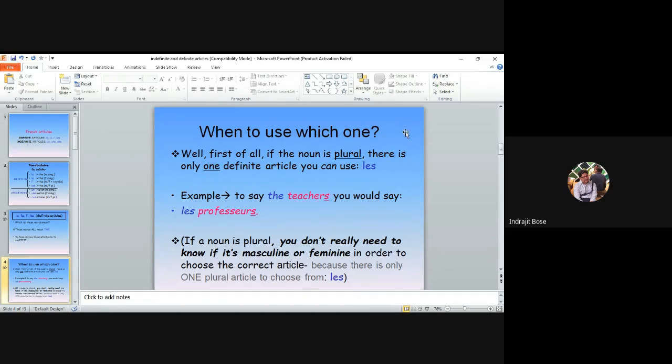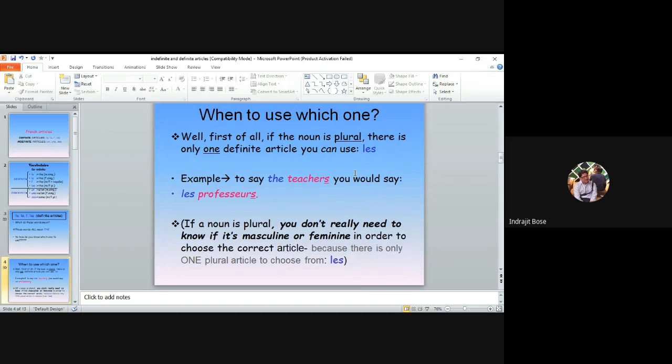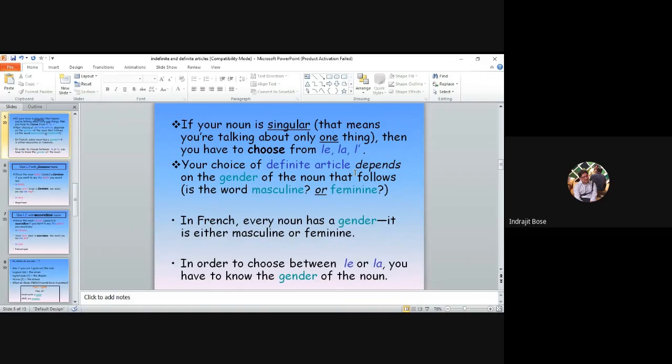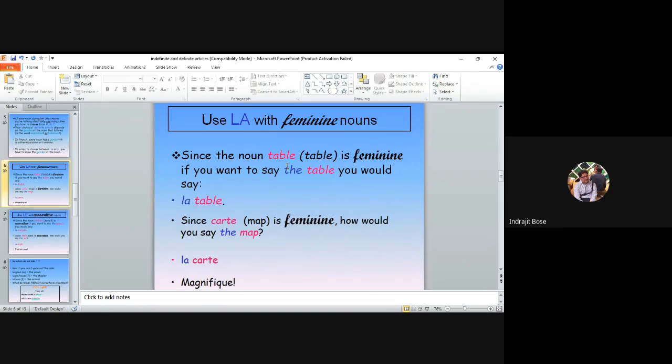Okay, let us then proceed. If the noun is singular, then you have to choose from le, la, and L apostrophe. Obviously, the choice of the definite article will depend upon the gender of the noun that follows, whether it is masculine or feminine. You have to know the gender of the noun. This is what I have been saying also. Now, the use of la with feminine nouns, like table: if you want to say the table, you have to say la table.